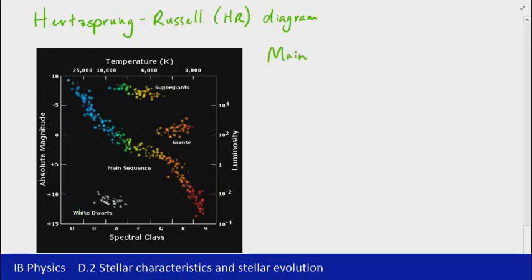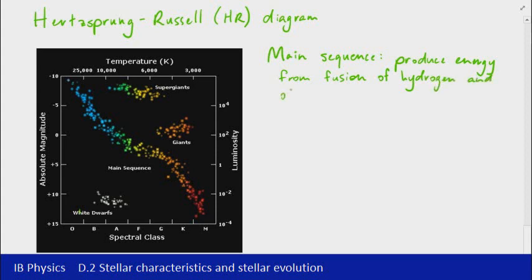So we'll start with the main sequence. The reason we'll start with main sequence is, as the name suggests, it's where most stars can be found. So main sequence stars produce energy from fusion, and mostly fusion of hydrogen and other light nuclei. And as I said, nearly 90% of stars in the night sky fall in the main sequence.